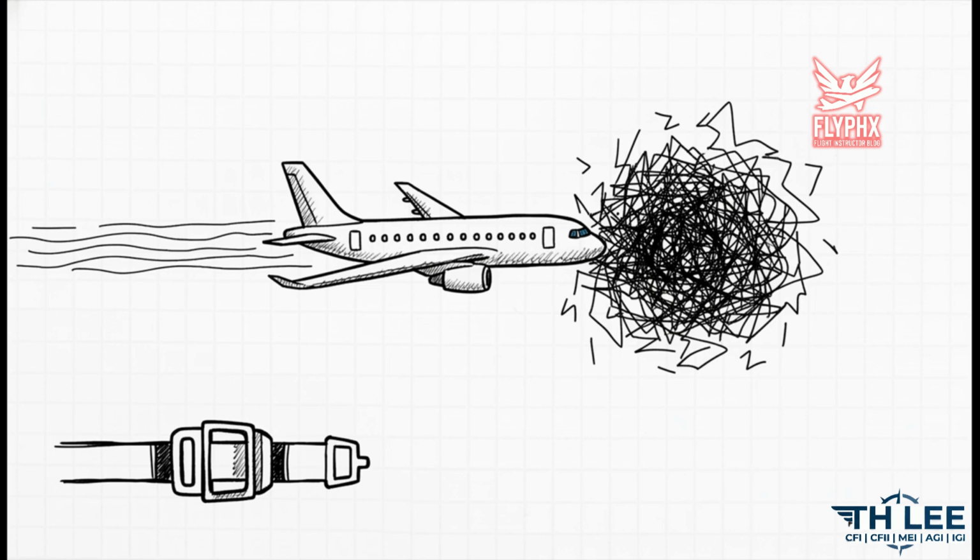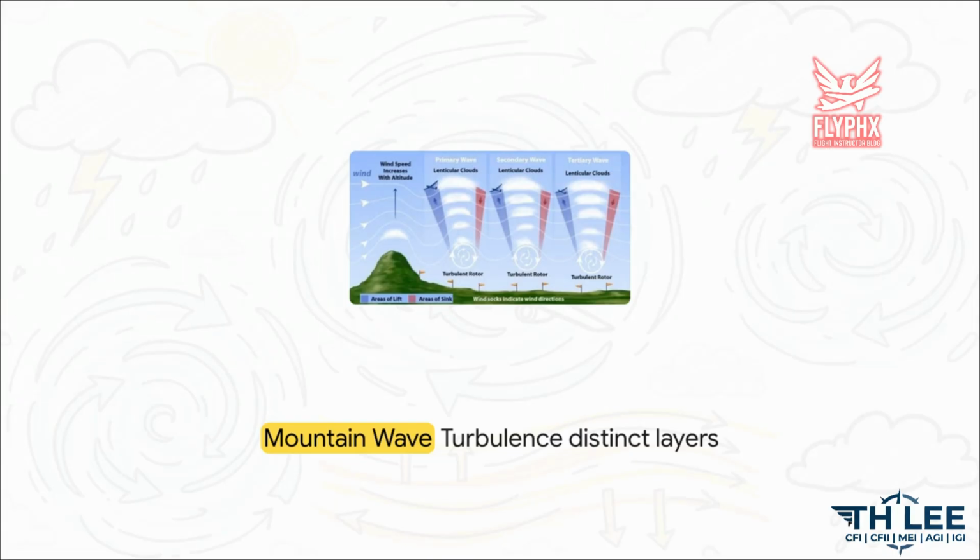This makes it incredibly difficult to forecast. It's just a sudden, unforecastable jolt. So, yeah, always keep those seatbelts fastened. Our other big high-altitude hazard happens over mountainous terrain.